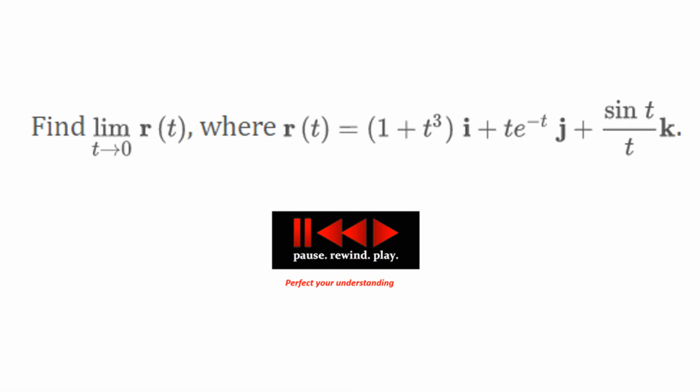Here's a problem. Find the limit as t goes to 0 of r of t, where r of t is equal to this expression. You know what to do. Let's see how you did.